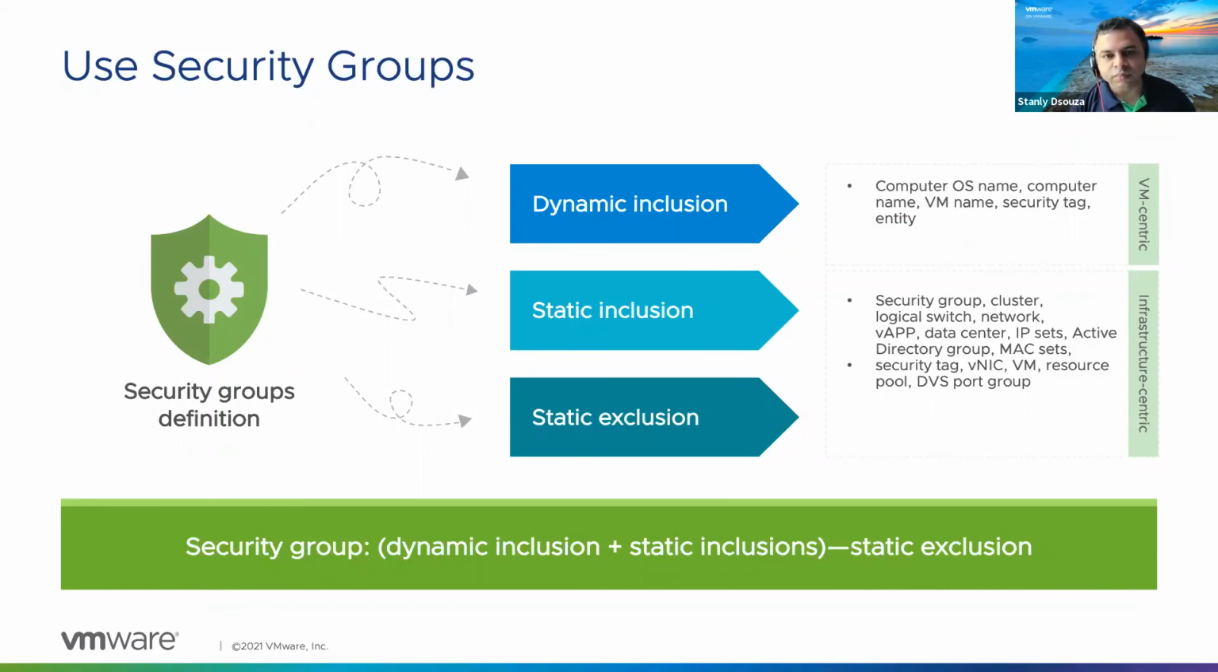large and complex environments, and if we are following a very good naming convention, then we can use application names to dynamically include the objects into the security groups. There is also static inclusion and exclusion, which provides the capability to manually include objects into the security groups. These kinds of objects are basically the clusters, logical switches, data center, or MAC sets. So security groups are an extremely important concept because they can be leveraged very effectively when we are defining the DFW security policies or service composers.